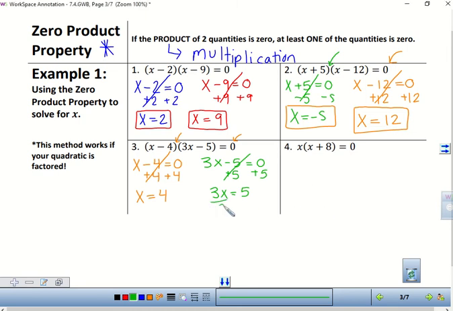Yes, so then we divide both sides by 3, because the way to reverse multiplication is with division. But this fraction doesn't reduce, so you just leave it as a fraction, okay? You just leave it as 5/3 because 3 doesn't go into 5, okay? So you're just going to leave it like that.